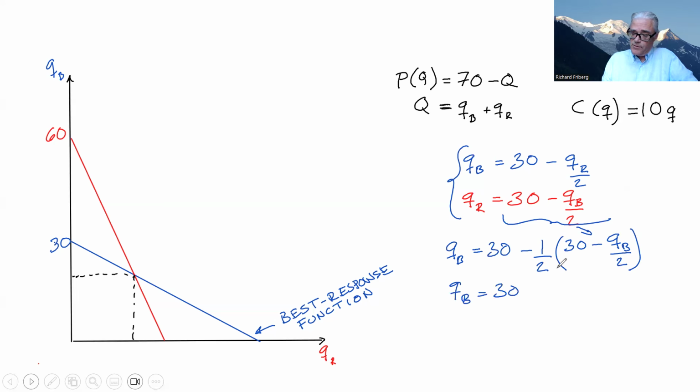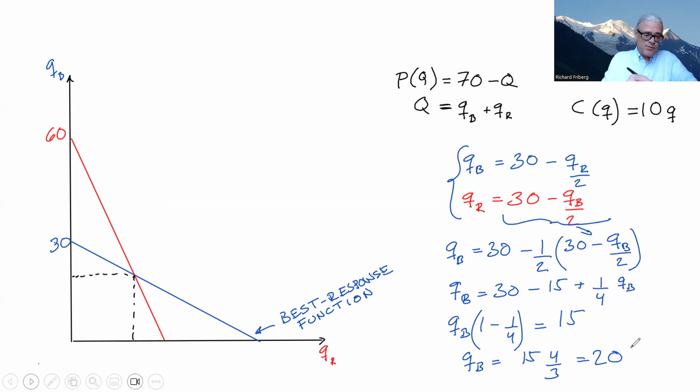And we can then solve for QB. Let's do this in one step forward. So 1/2 times 30 is 15. Minus minus becomes plus, so this is 1/4 QB. Moving over the QB here and pulling out gives us QB equals 15 times 4/3, which gives us 20. Okay, and in this case, we could just insert the 20 into red's best response function and get red's optimal quantity, or we could here, by symmetry, note that red's quantity will be the same.